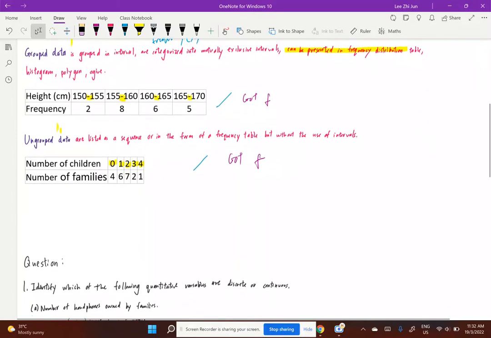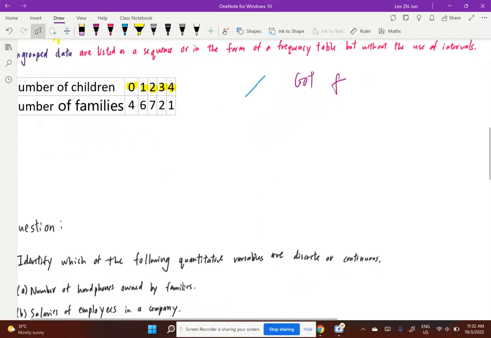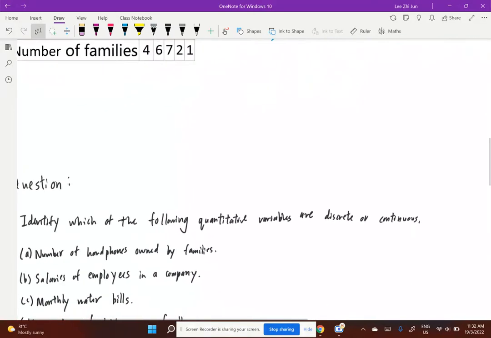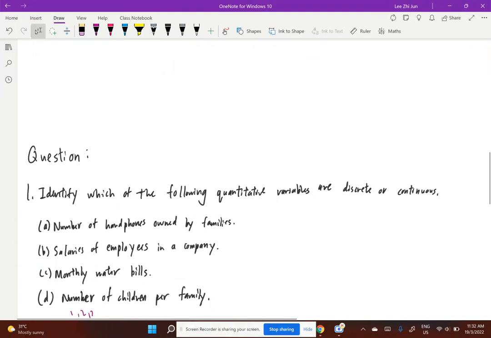Okay, so go to the question. Identify which of the following quantitative variables are discrete or continuous. First, the number of handphones owned by families. You can just state 1, 2, 3, or 4, and so on. So it's discrete.